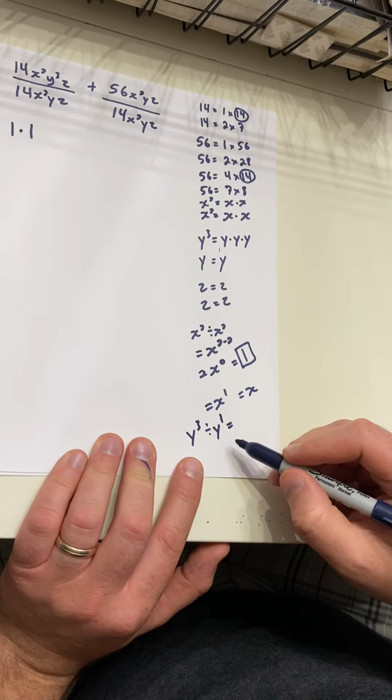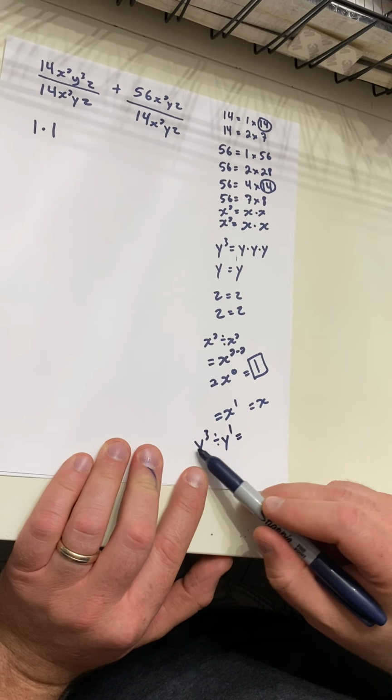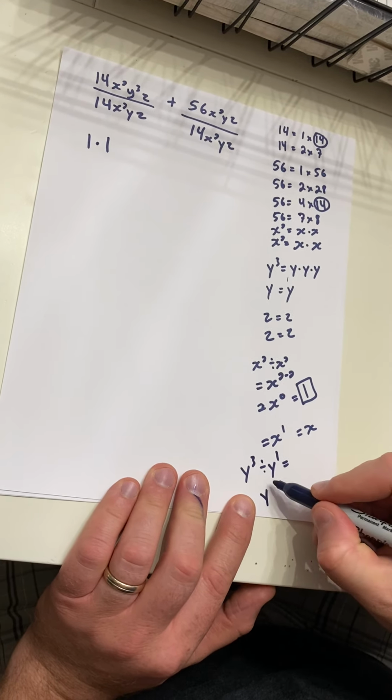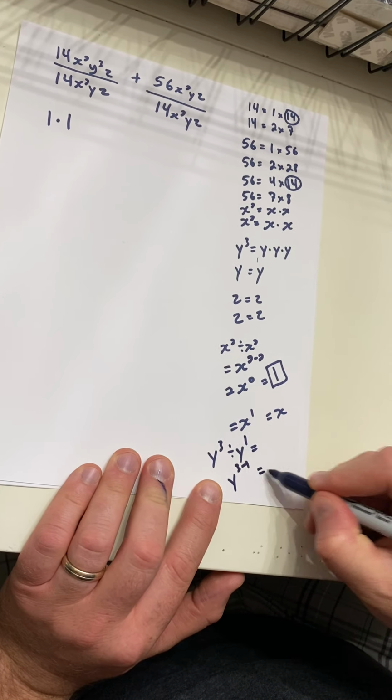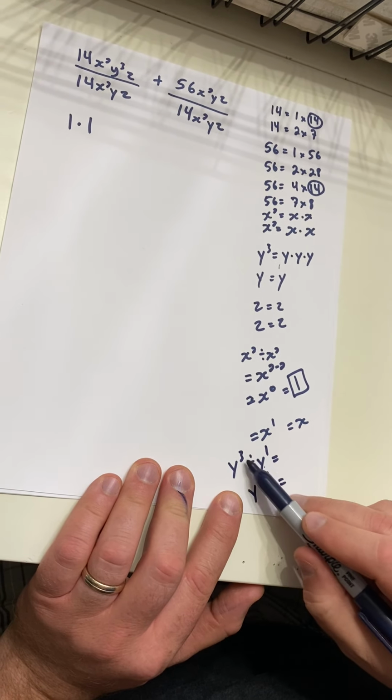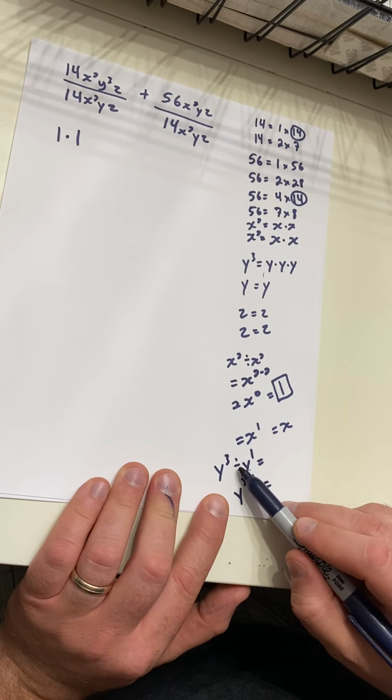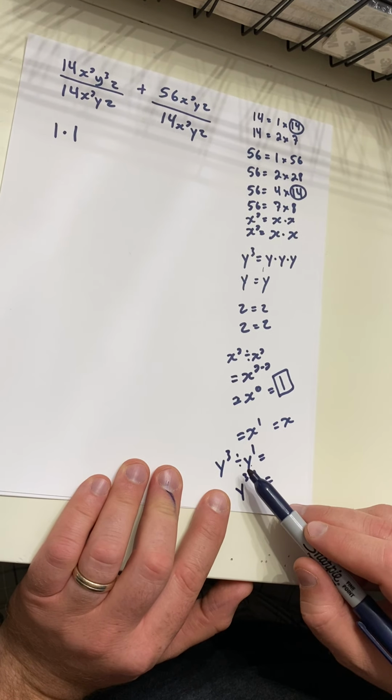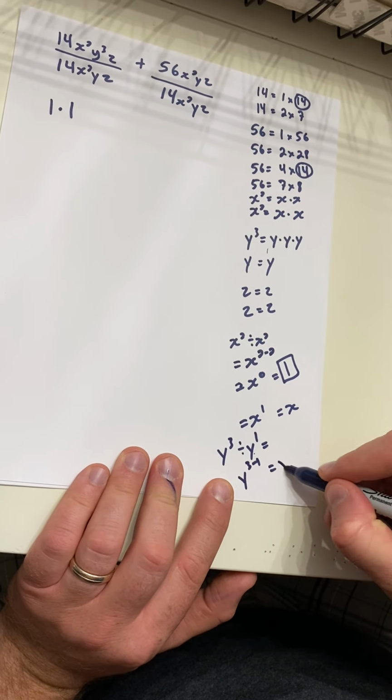So with my power law, because my bases are the same, I can just go y equals 3 minus 1. Remember, anytime those two are the same, if it's dividing, I subtract. If it's multiplying, I add.